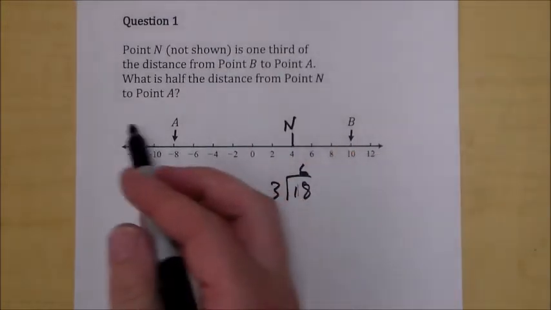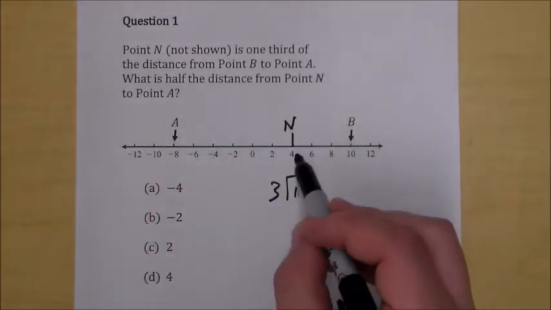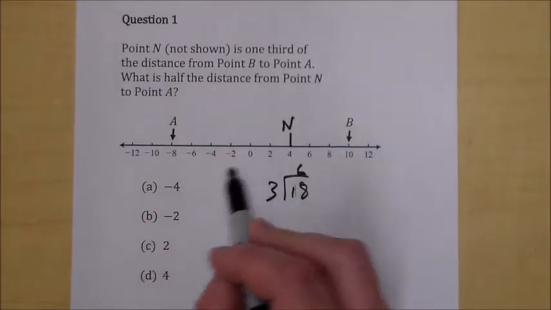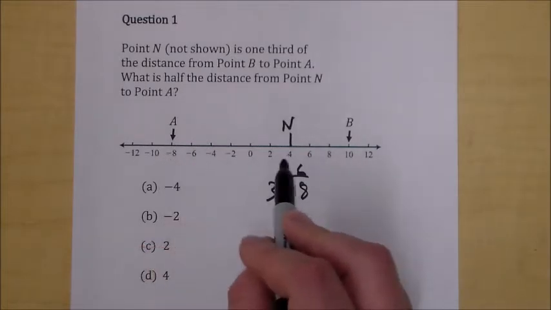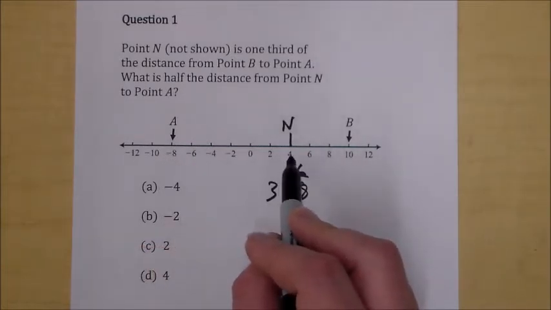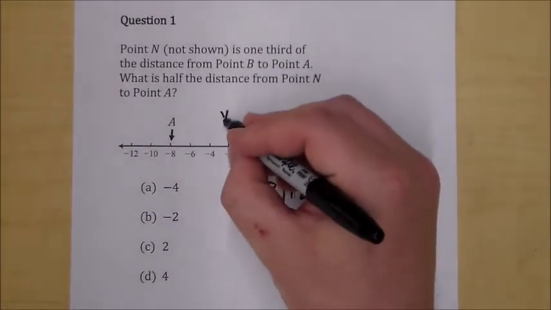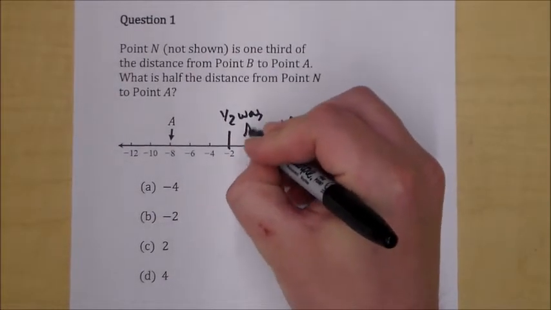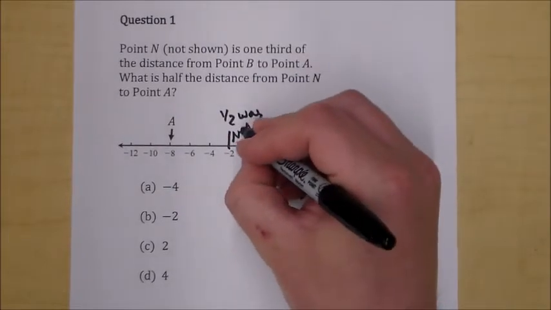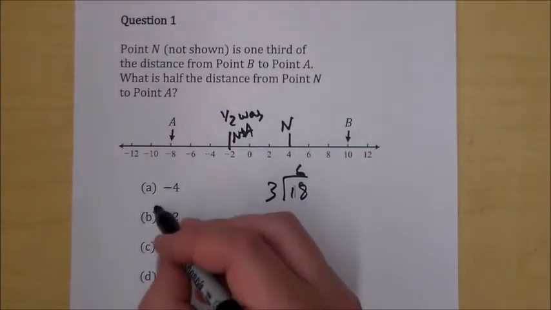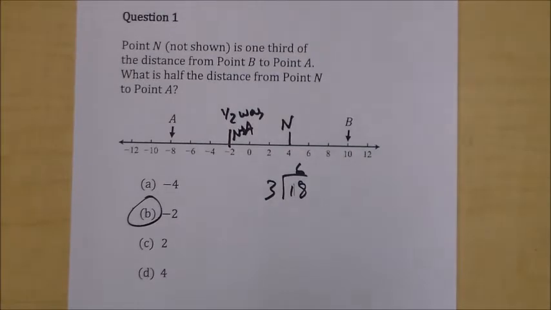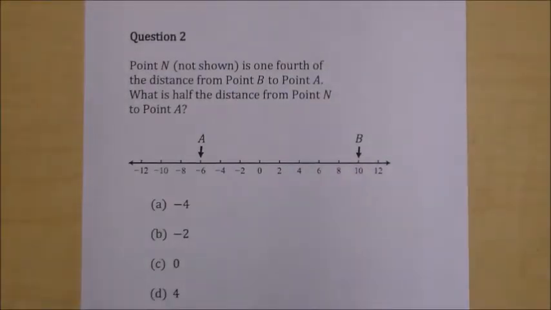What is half the distance from point N to point A? And we're like, okay, well, from that to that, we have, what was that, 12? So half of 12 is 6. So right there is going to be halfway. That's halfway from N to A. We're good? Question 2, point N, not shown, is 1/4 of the distance from point B to point A.